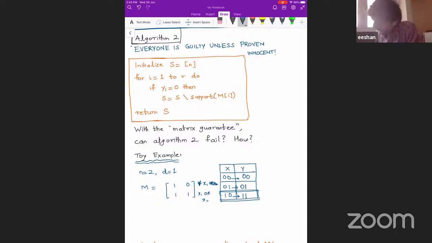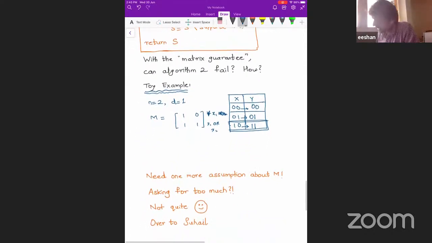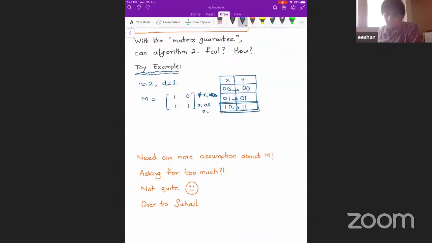At this point, it seems that we need one more assumption about m. But the question is, are we asking for too much? Are we asking for too many assumptions? It turns out that not quite. With some neat mathematics, you can make things work pretty cleanly. So at this point, I'll let Suhail take over. Some little parts I missed, but it's okay. Okay, Suhail, over to you. I'll just stop sharing.